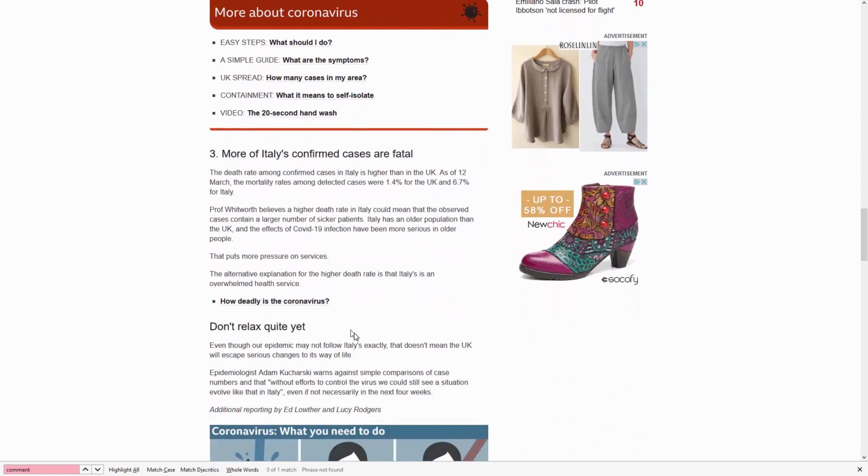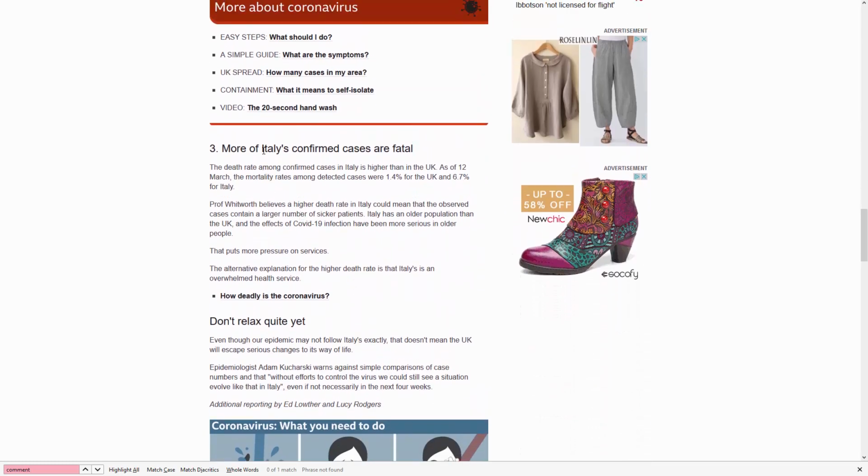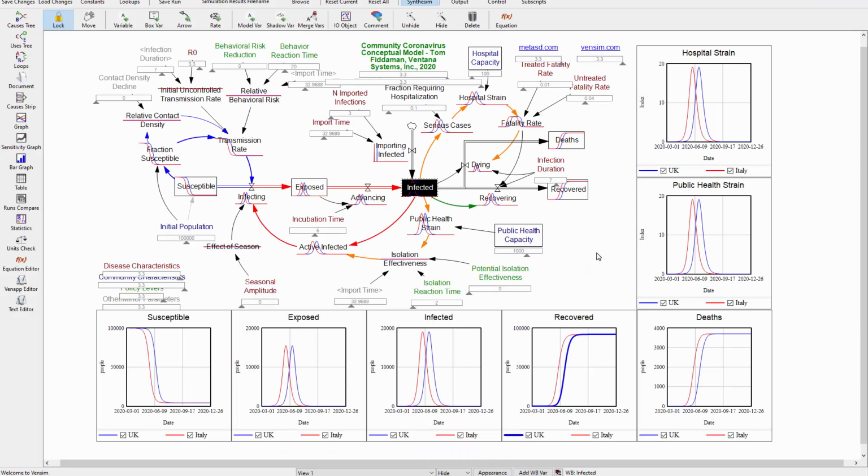Okay, let's look at the third claim. Third is that more of Italy's confirmed cases are fatal. Well, that may be true, but I think it's extremely hard to know. And again, the feedback of the situation suggests that this might be an illusion. So there are really two problems.